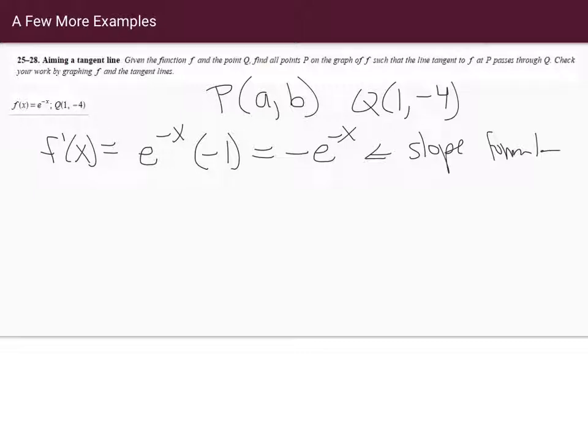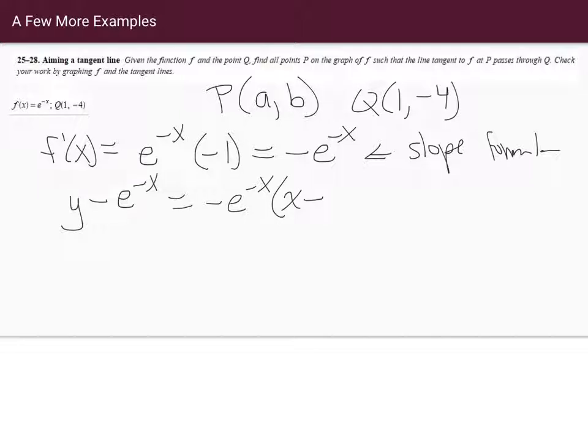Now let's take a look at this. So I'm going to go in here and I'm going to write down the equation of my tangent line. So I have y minus the y coordinate of the point on my line. Well, that's e to the minus x power, equals our slope, which is minus e to the minus x power, times x minus the x coordinate of our point.